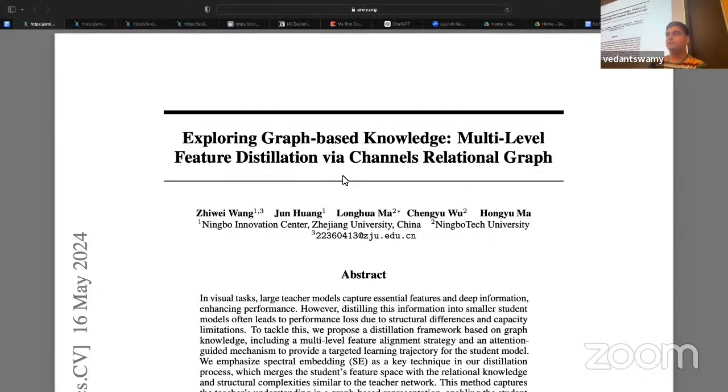So first, let's understand what the title actually talks about. Graph-based knowledge refers to using a graph in order to represent the knowledge inside the neural network. We'll understand what knowledge actually means later on. Multi-level feature distillation refers to the several feature maps inside the neural network.